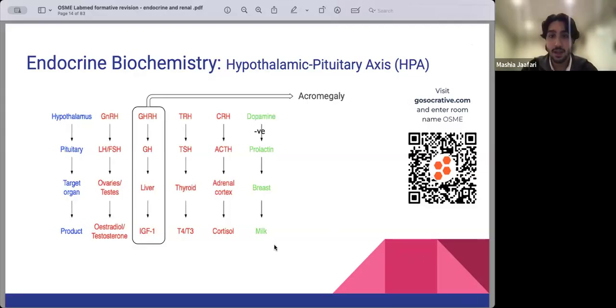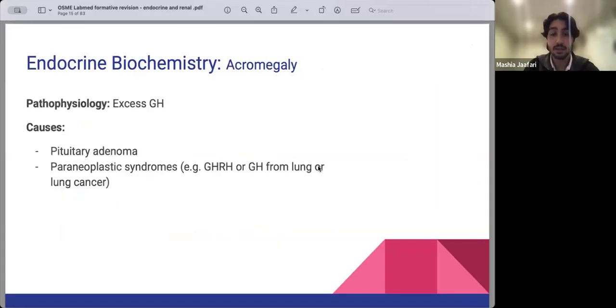Okay, perfect. So it looks like everyone got that right. So well done. Yeah, so acromegaly, it basically is excess growth hormone, and it's most commonly because of a pituitary adenoma, as you guys clearly know. But sometimes it can be a paraneoplastic syndrome, so growth hormone secretion from somewhere where there's a cancer, usually it's lung cancer.